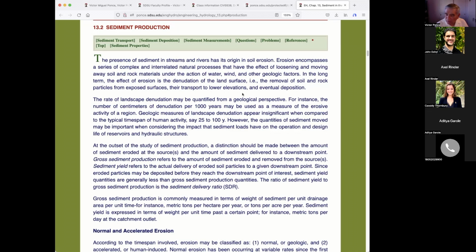What? Sediment gold? What are you talking about, Professor Ponce? Well, the real gold is the one we eat. And the sediments contain a large quantity and diversity of nutrients. And we eat nutrients every day.